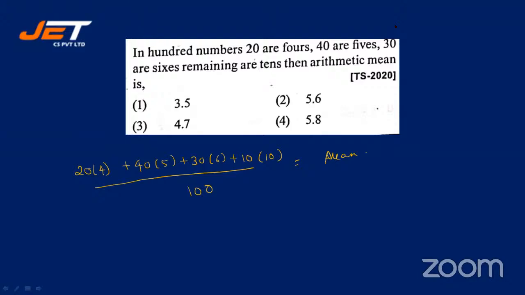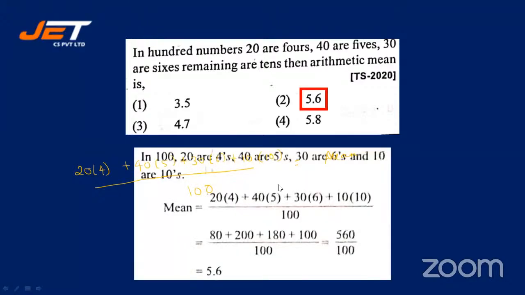Let's see. If you add, you get 560 divided by 100, isn't it? 20 into 4 plus 40 times 5 plus 30 into 6 plus 10 into 10, divided by 100, will give you 560 by 100, which is 5.6. That is how we get the arithmetic mean as 5.6.